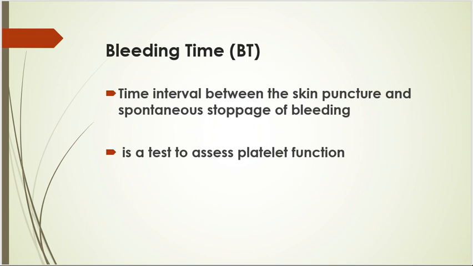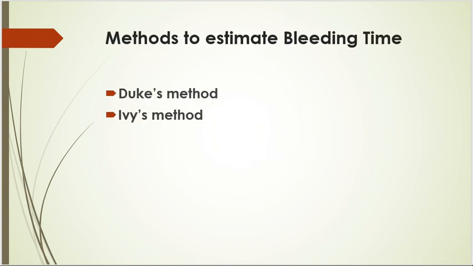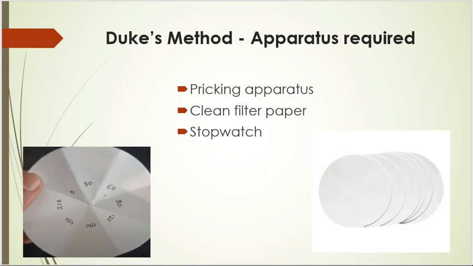What we are assessing in bleeding time is platelet function. We'll see how. Now let's see how we can measure bleeding time. There are two methods by which we can measure it, although the most common is Duke's method only. We'll be performing only Duke's method in normal lab settings. The two methods are Duke's method and Ivy's method. Let's first see Duke's method. Obviously, this is the most common method and you will be asked to perform only Duke's method, so you should have an idea about it.